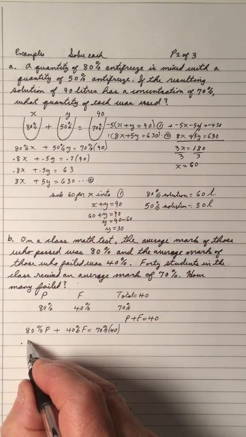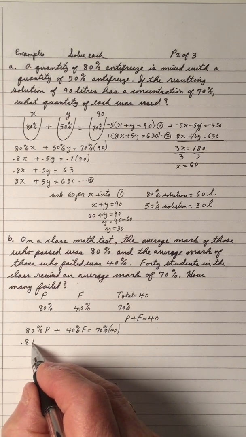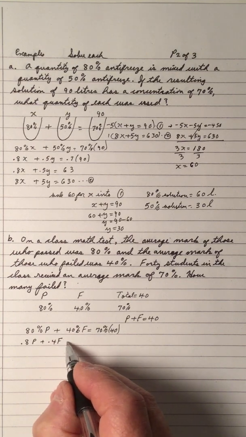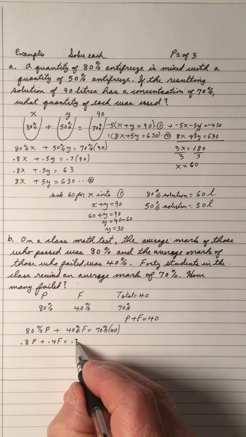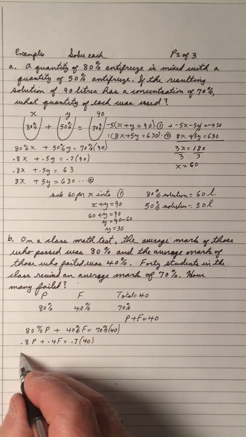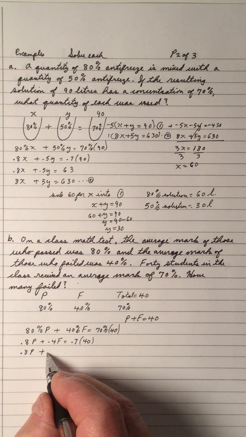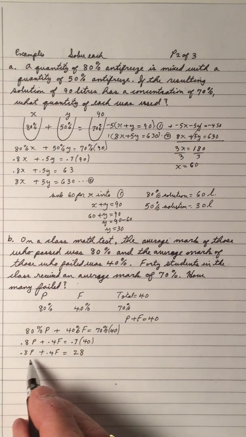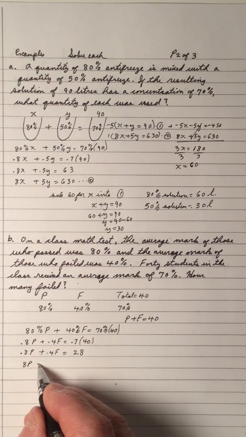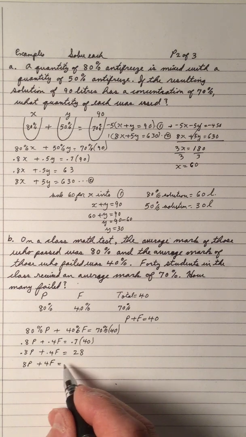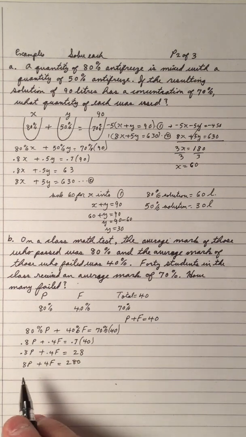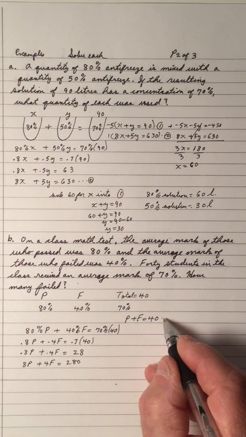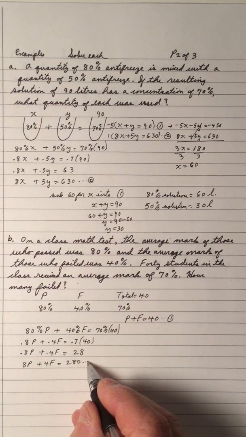So it's very similar to the equation that we have up here. Again, we have decimal 8 or decimal 80 times P, 40%, which is decimal 4 times F, and 70%, which is decimal 7 times 40. We tidied the equation up because decimal 7 times 40 is 28. So now we multiply by 10, we get 8P plus 4F equals 280. So this equation, along with this one, this is number 1. This equation is number 2.